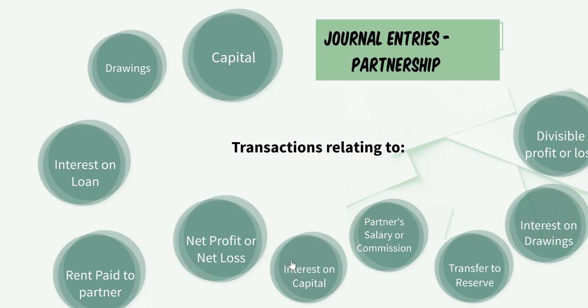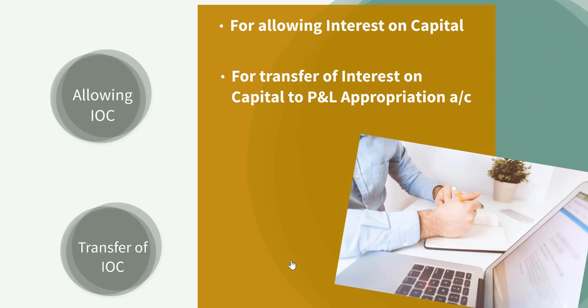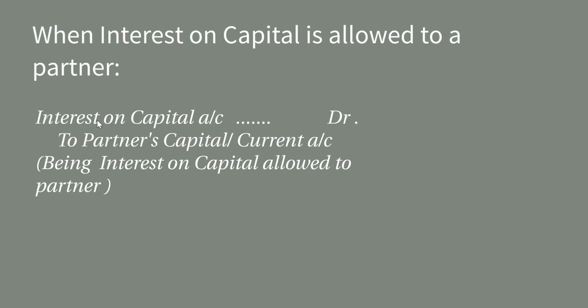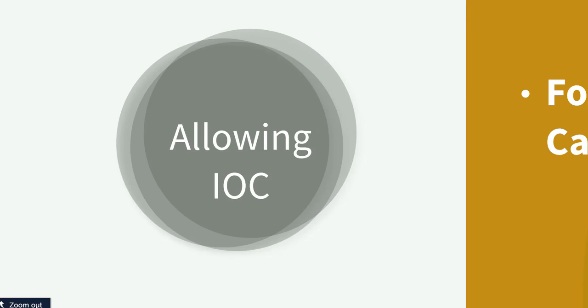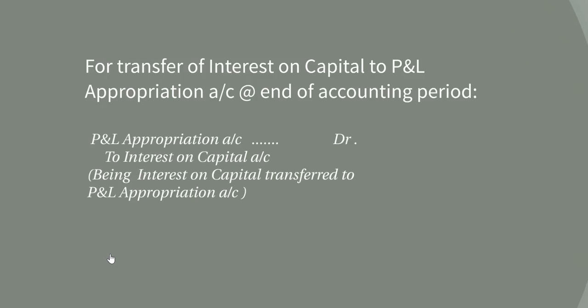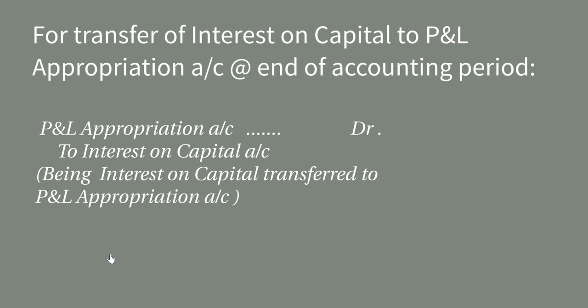Let's go to a few appropriations. Interest on capital. For allowing interest on capital, journal entry: interest on capital account debit to the partner's capital or current account. And the interest on capital has to be transferred, being an appropriation, to the profit and loss appropriation account, journal entry being: profit and loss appropriation account debit to interest on capital account.